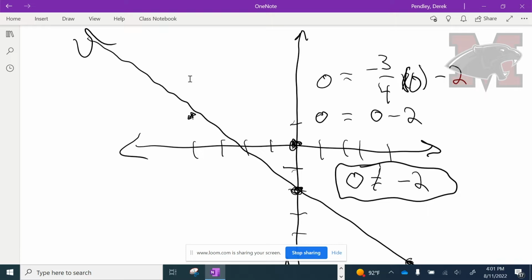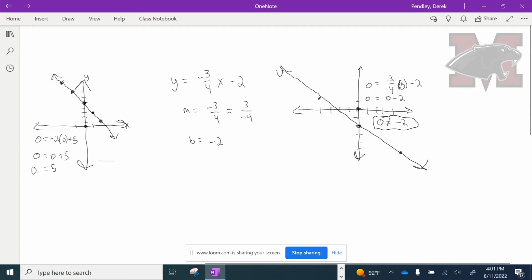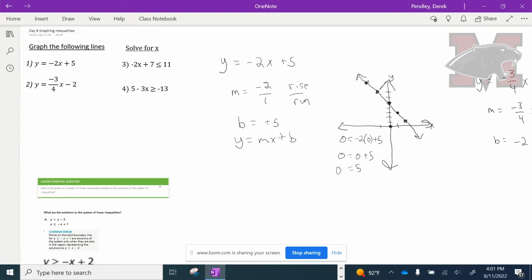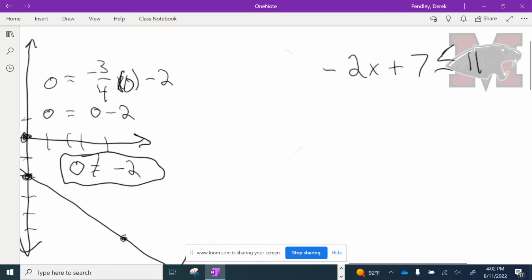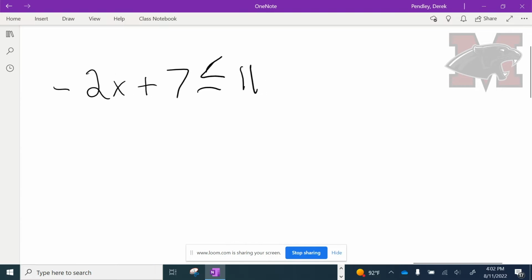All right. So let's go back to the warm up, and we need to solve for x. All right, so we have -2x plus 7 is less than or equal to 11, and I want to solve for x.